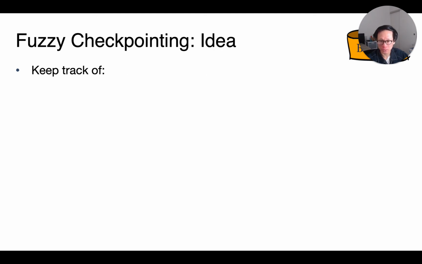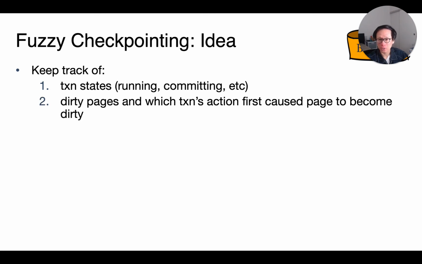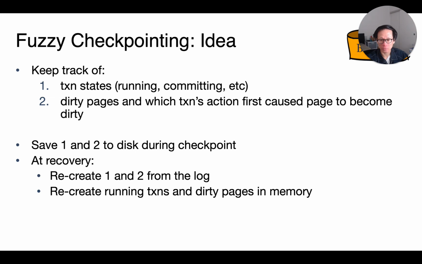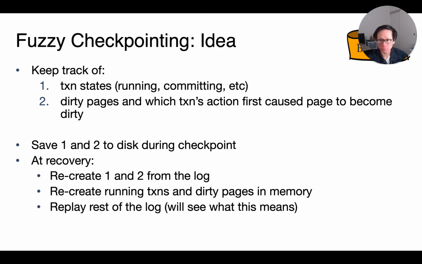In fuzzy checkpointing, we need to keep track of two things. First, the state of all transactions. Second, we also need to keep track of the dirty pages and the first write to each dirty page. We will save both 1 and 2 to the disk when we take a fuzzy checkpoint. Then, during recovery, we will first recreate those two sets of information from the disk. Then we will replay the actions recorded from the rest of the log after the checkpoint. And we'll see what that means in a few slides.